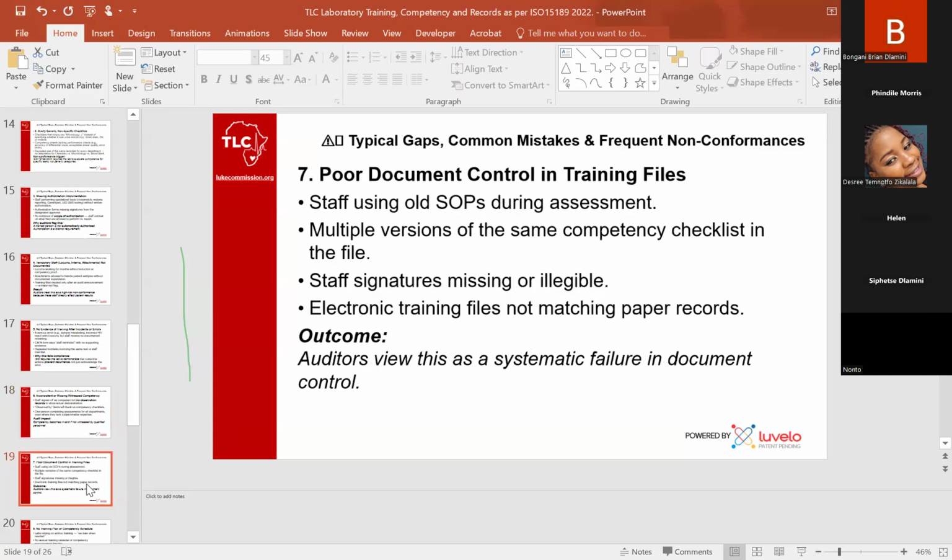Okay. Some more non-conformances are poor document control and training files. Staff using old SOPs during assessment. Be very careful of this. They will catch you in a heartbeat. Multiple versions of the same competency checklist in the file. Staff signatures missing or illegible. Other non-conformances are electronic training files not matching paper records. Outcome: auditors view this as a systematic failure in document control.